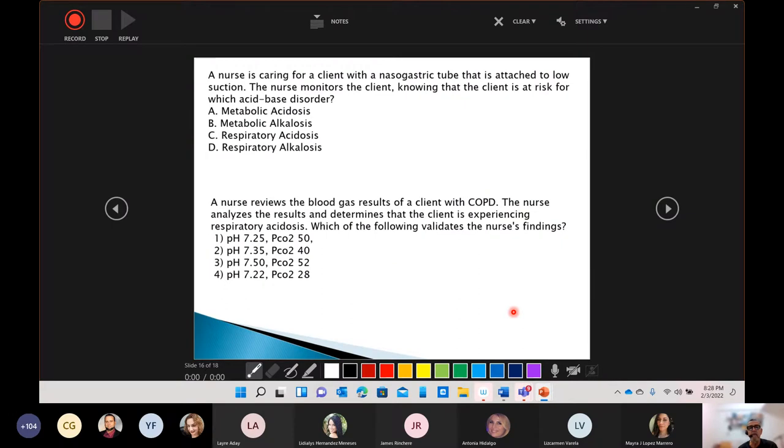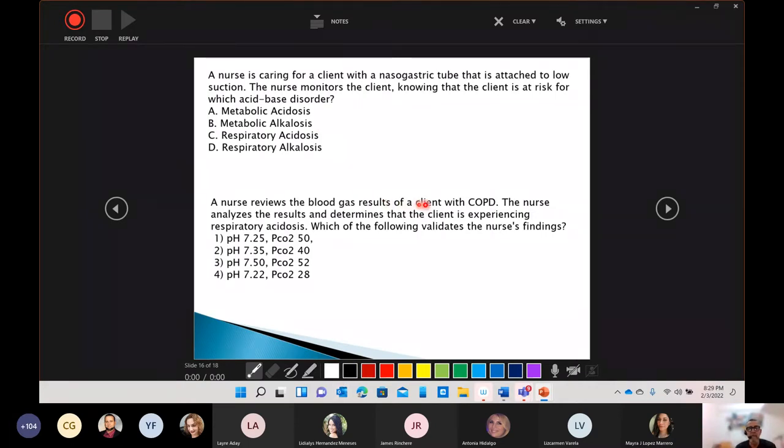A nurse is caring for a client with a nasogastric tube that is attached to low suction. The nurse monitors the client, knowing that the client is at risk for which acid-base disorder? What is the answer? Metabolic alkalosis. This is an NCLEX type question of acid-base balance. Do you know what acid-base imbalance is expected in this or that situation? This is the way the NCLEX made the question. It could be a little more complex.